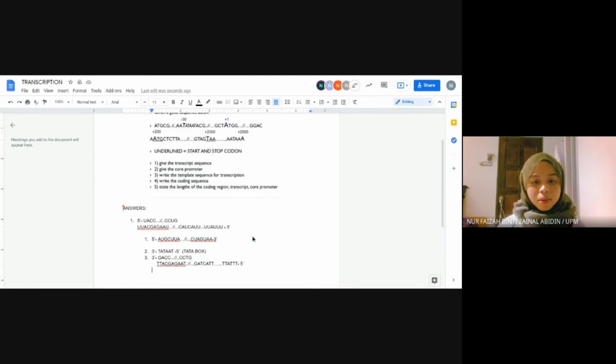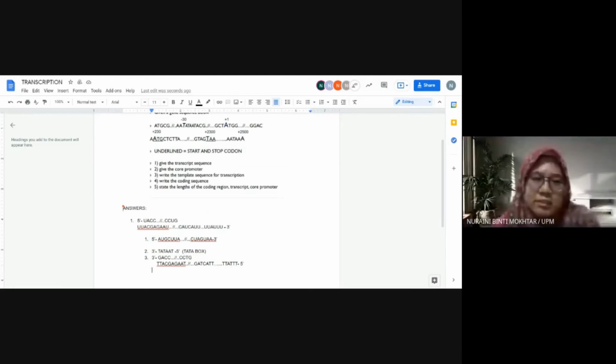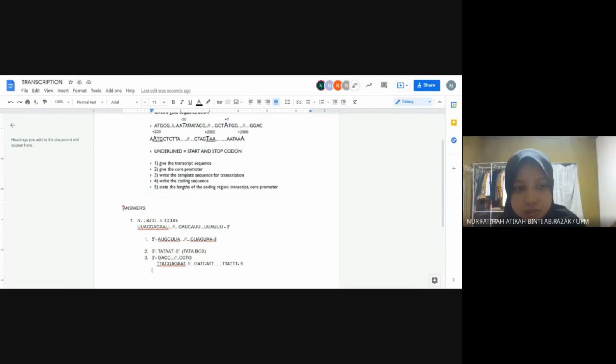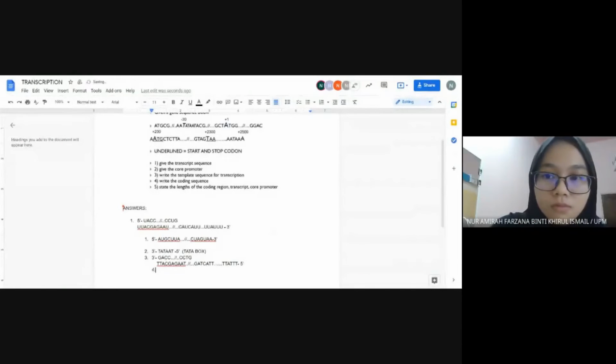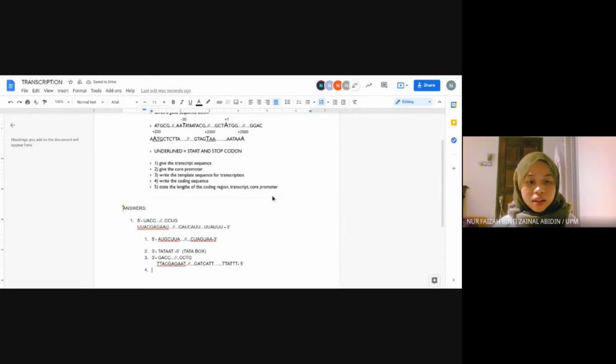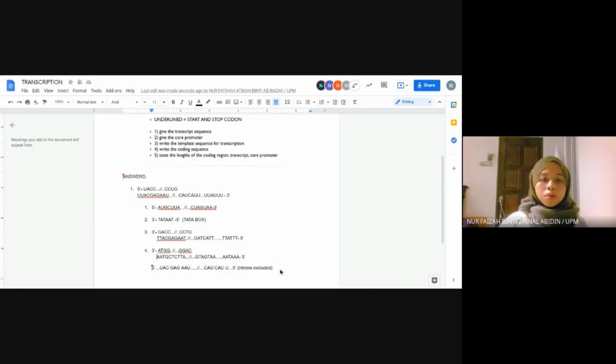My answer is just like before. I said it is +1 until +2500. Do you guys have any other opinion? I think I agree with you, Faizah. Mine starts from the start codon until the stop codon. Okay, we can write the answer first. I'm going to write from +1 until +2500. Now we're done with question number 4.